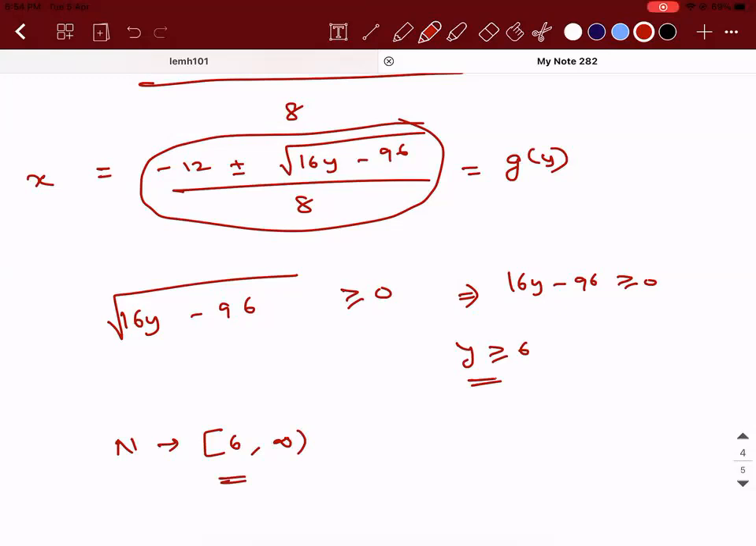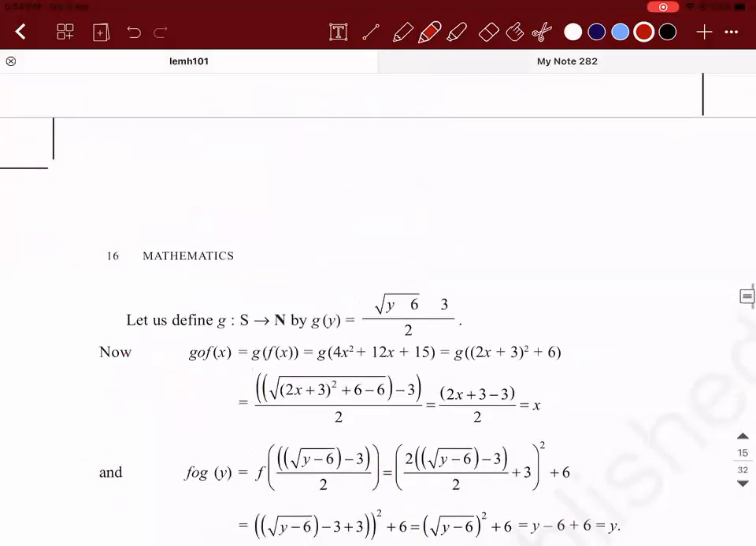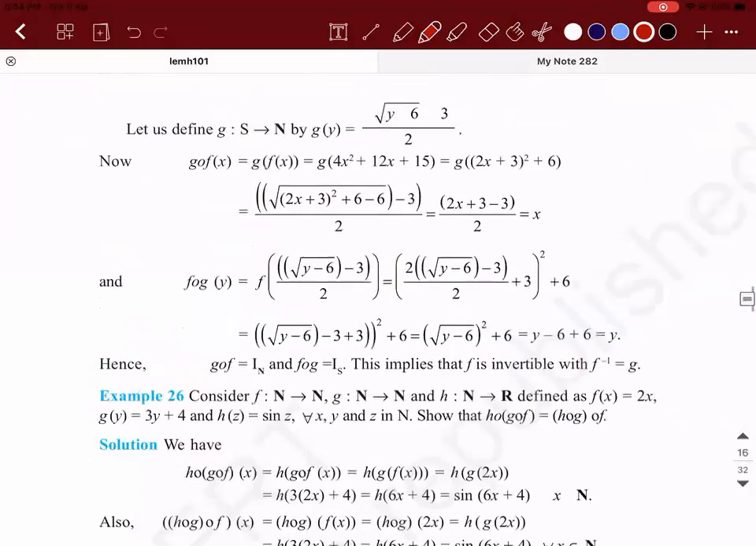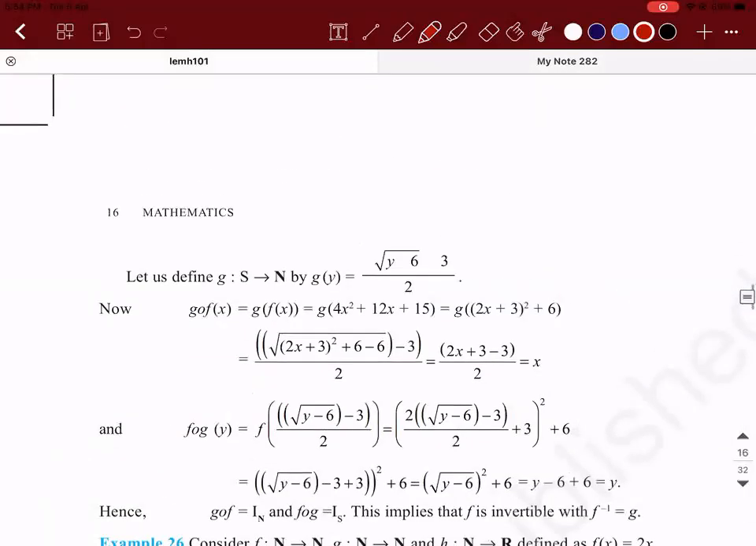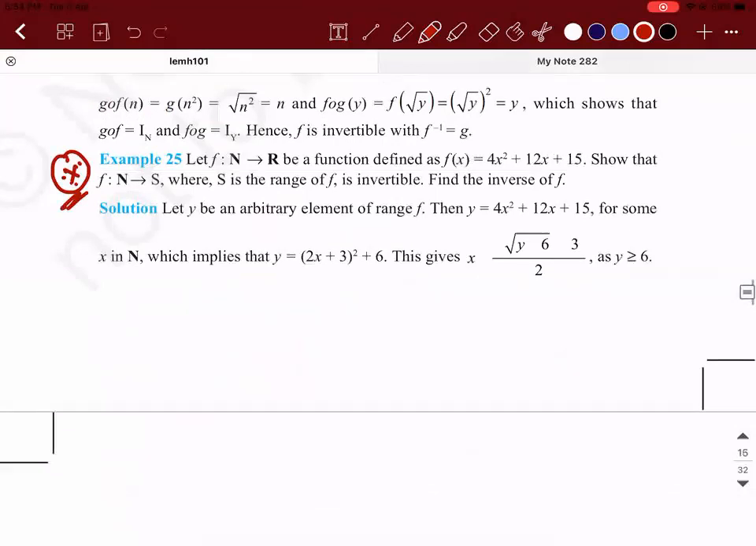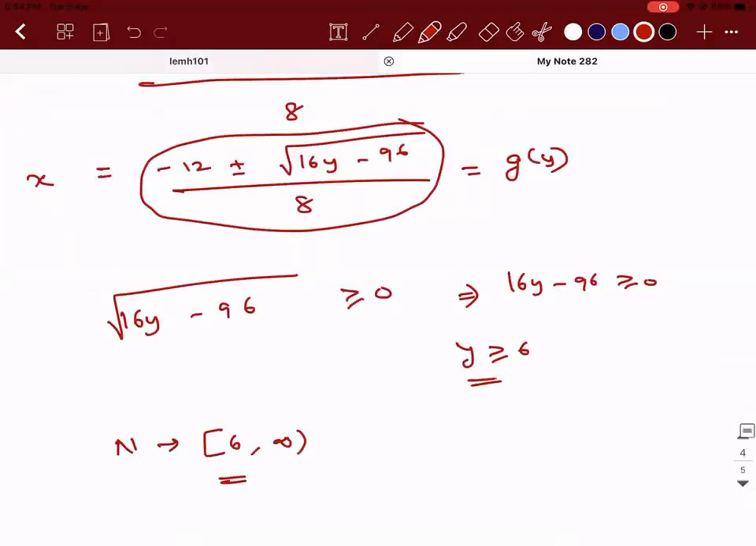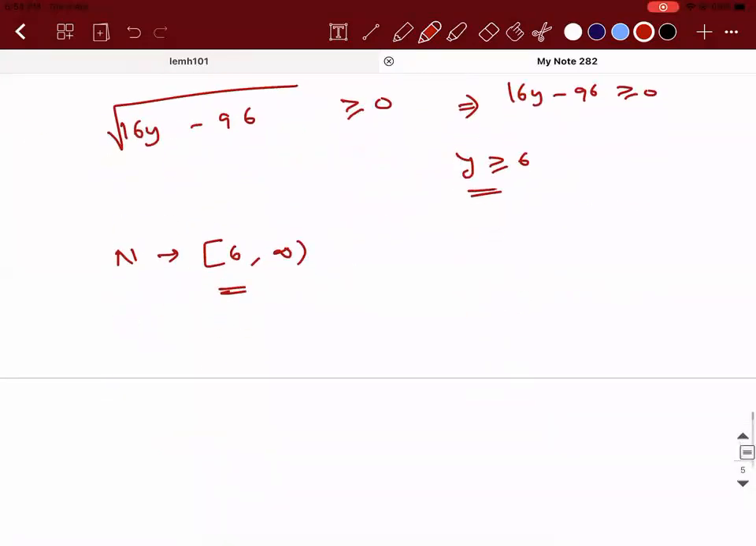Y is greater than or equal to 6. I hope the steps are clear, right? Now what is our job? In this case, you need to prove that it is invertible. So for that, what do you need to do? Will you be able to prove that it is one to one? I'll tell you how to do it.